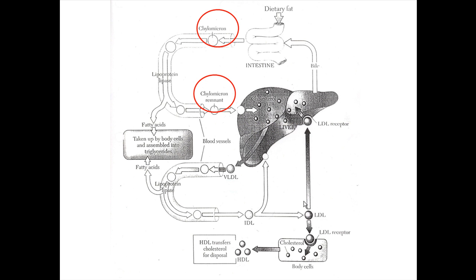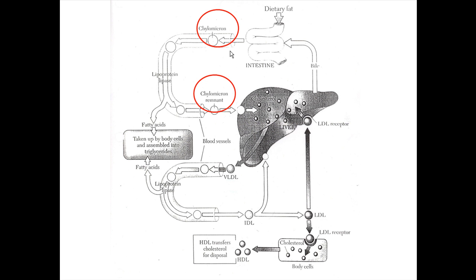So here I just got a diagram that we're going to use in our discussion. You'll notice that up here I have circled the chylomicron, and you can see here's the intestinal tract, here's dietary fat. So we're taking that dietary fat, and the intestinal cell will form a chylomicron, which will be put first in the lymphatic system because it's too big to get through the walls of blood vessels.